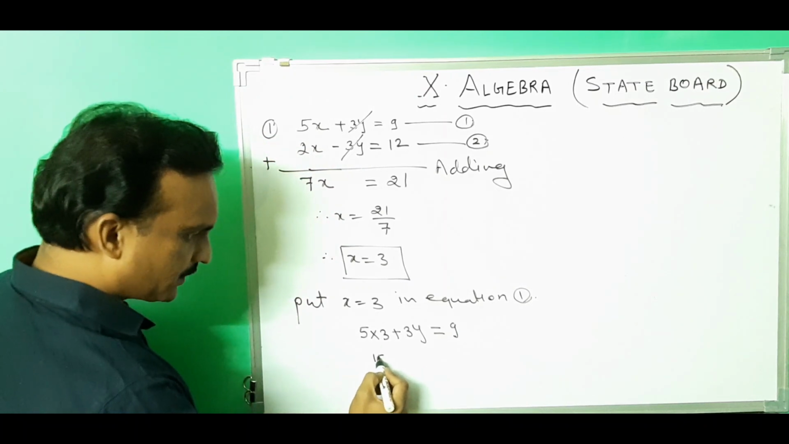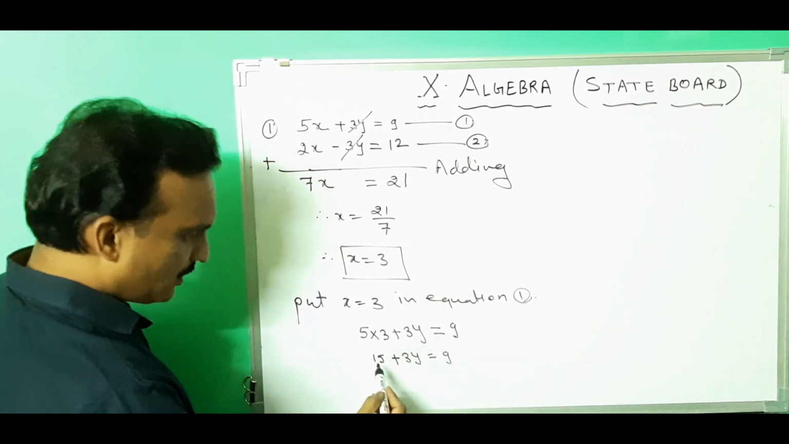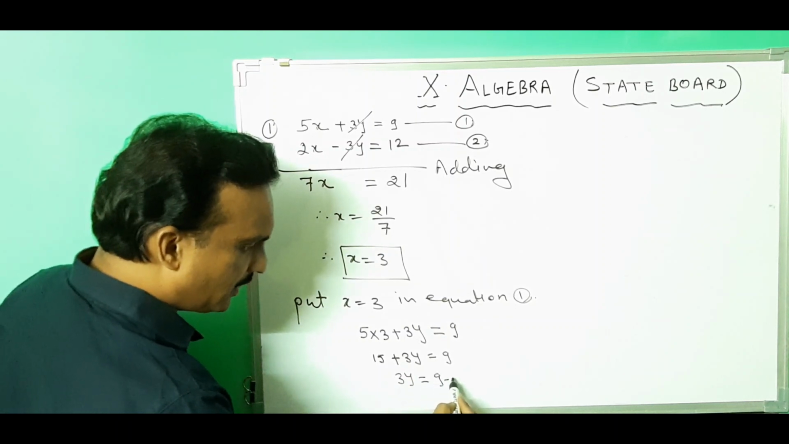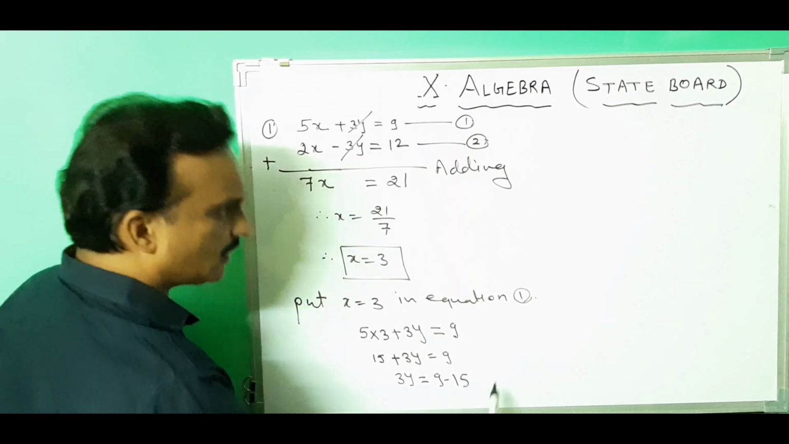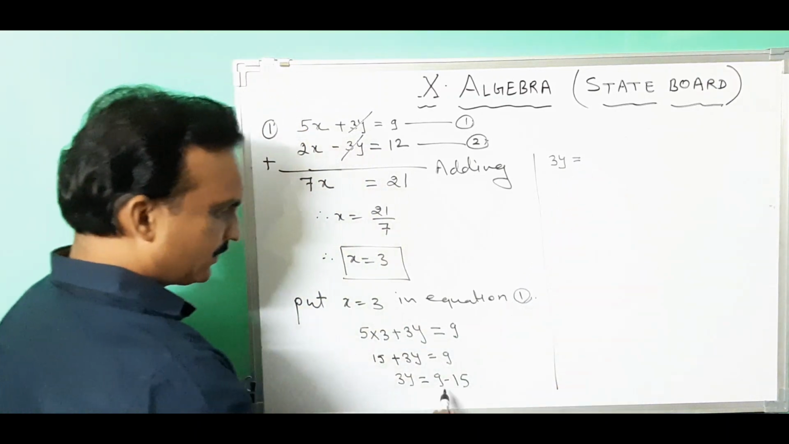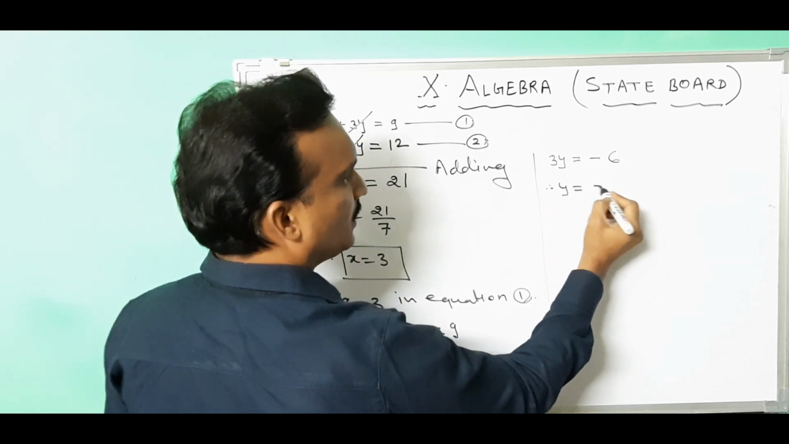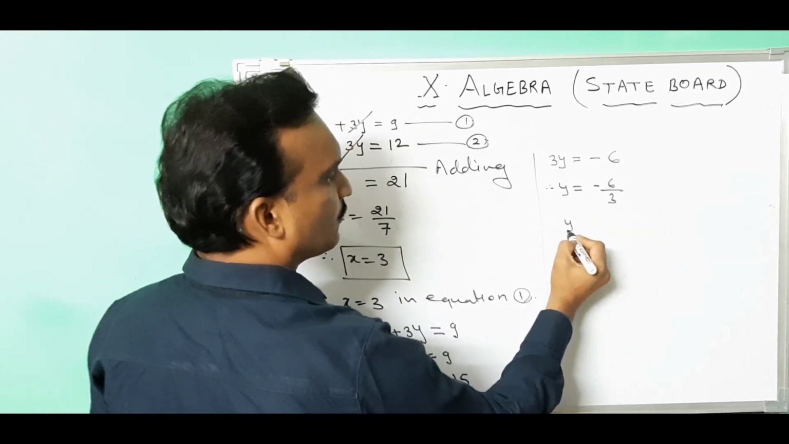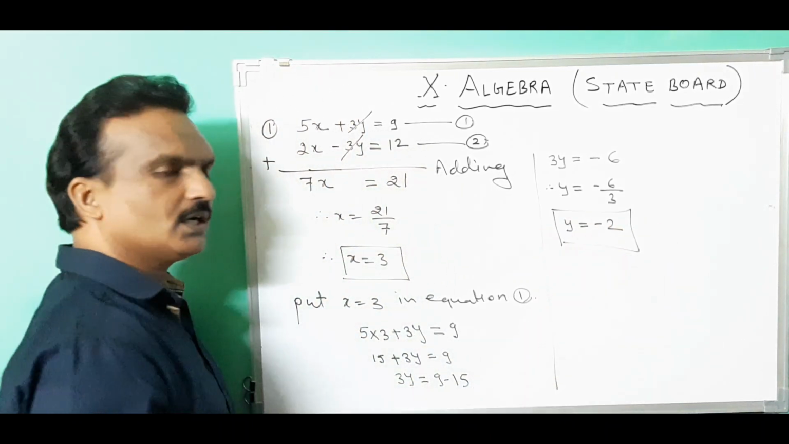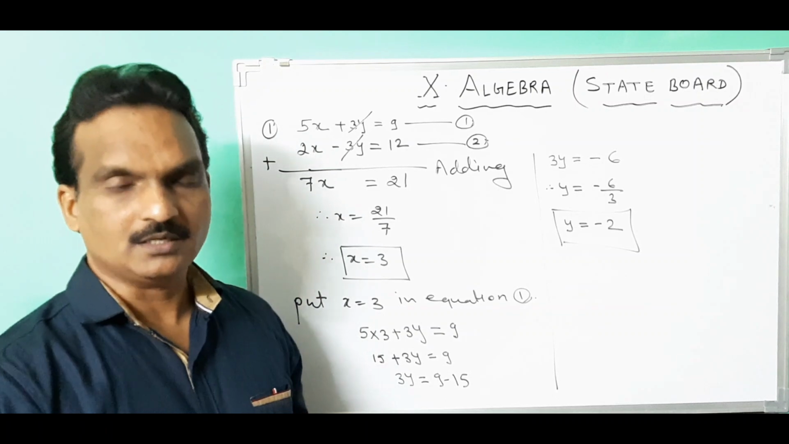5 3s are 15 plus 3y is equal to 9. Plus 15 will go to that side. So 3y is equal to 9 minus 15, that is, 3y is equal to minus 6. Therefore, y is equal to minus 6 upon 3. So, y is equal to minus 2. We got the value of y also. That means we got the solution of the simultaneous linear equations.